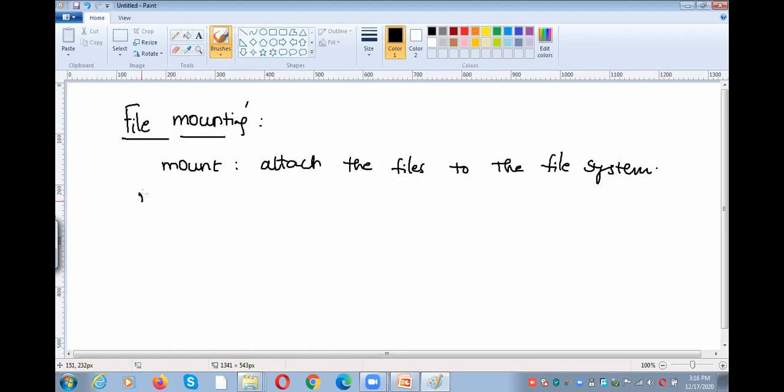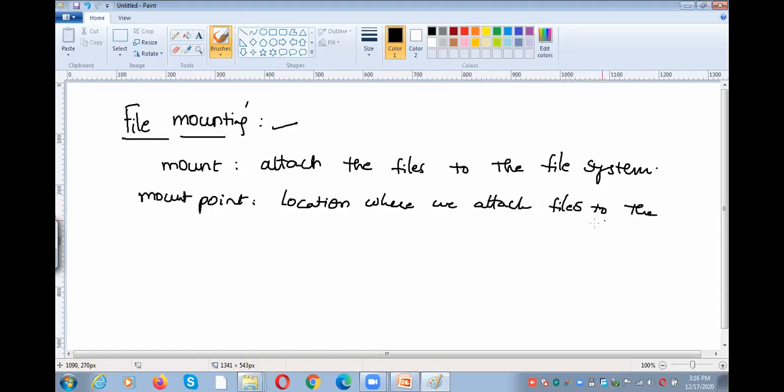So what is a mount point? You need to know all these basic things before you are going to learn file mounting. What is a mount point? The location where we attach the files. Where we attach the files to the file system, that particular location is called a mount point. So mount is nothing but attaching files into the file system.